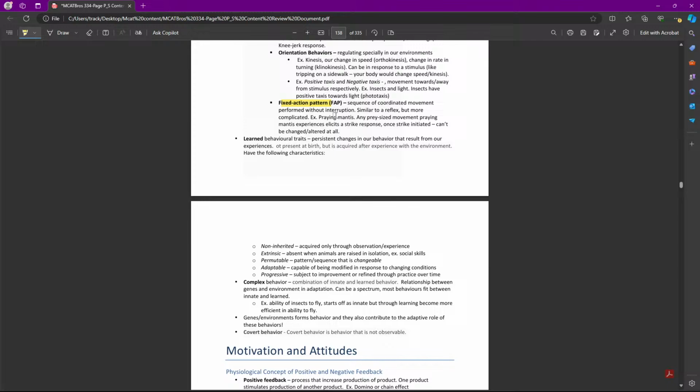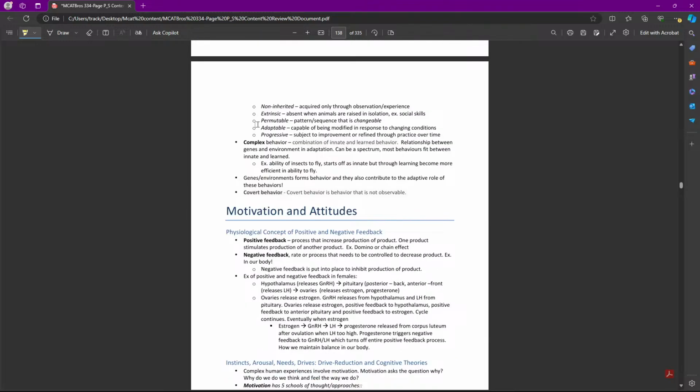Learned behavioral traits are persistent changes in our behavior that result from our own experiences after birth. They don't have to be present at birth, but they require experience. Here are the following characteristics involved with learned behavioral traits. Non-inherited, which means acquired through observation and experience. Extrinsic, which means absent when animals are raised in isolation. Permutable means the pattern in a sequence can be changed. Adaptive, capable of being modified in response to changing conditions. Progressive, subject to improvement or refinement of these practices over time.